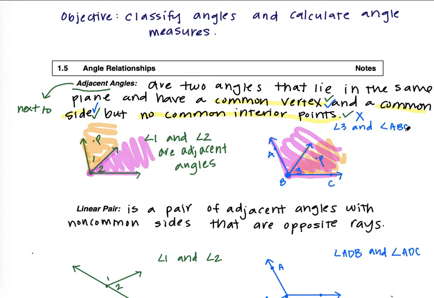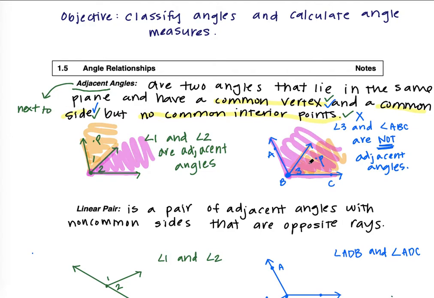So angle 3 and angle ABC are not adjacent angles. Okay, and remember, let's think back to what adjacent means. Adjacent means next to.